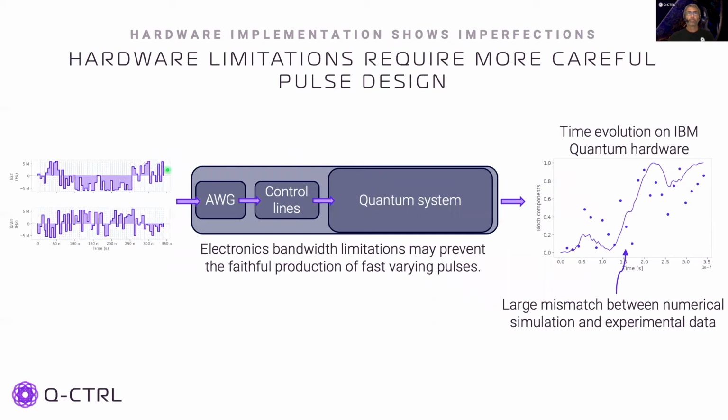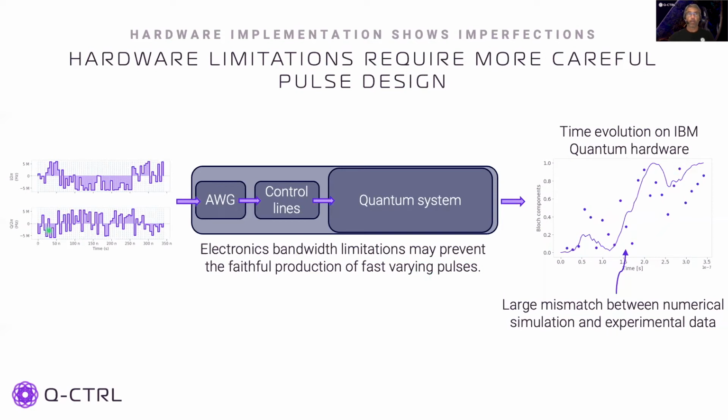This diagram represents the experiments we run. Our customized gate is sent to one of the IBM devices, and the excited state population is measured for different points in time, showing the system dynamics up to the gate duration. The solid line corresponds to Q-control numerical simulations, while the circles are the experimental data. The experimental points clearly deviate from the expected numerical curve, indicating that something is not quite right with this implementation.